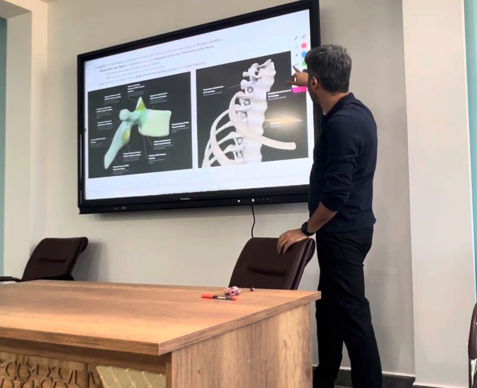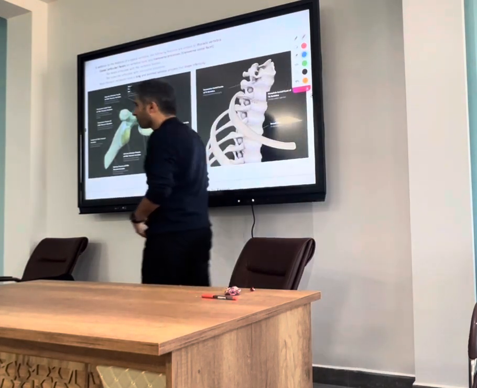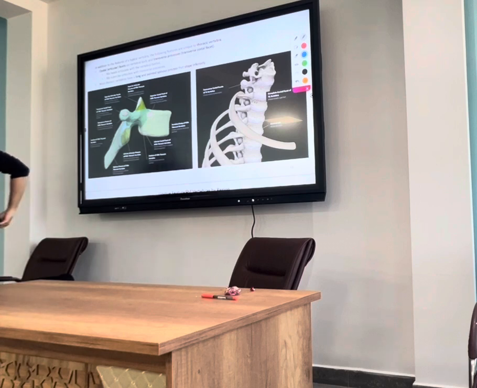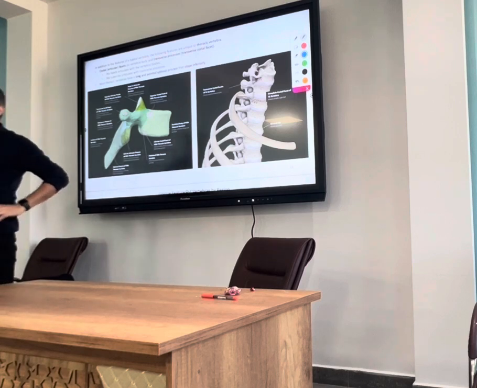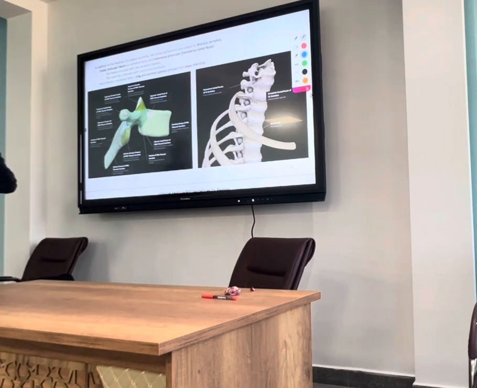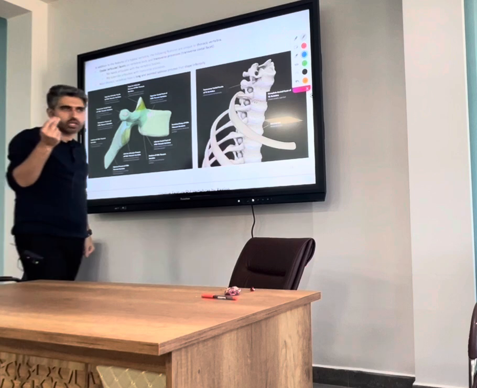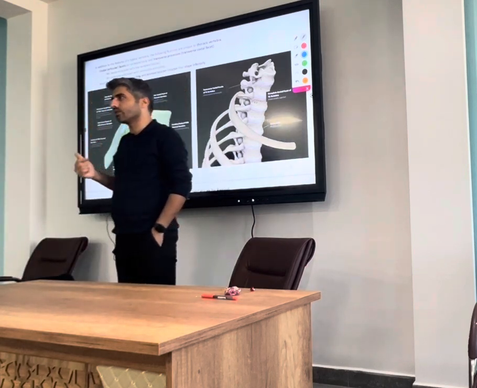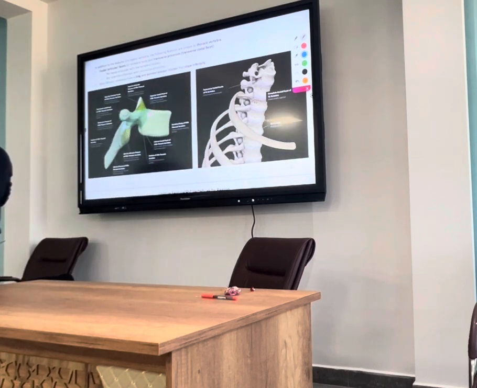Thoracic region. I told you three points in the cervical region. What is the shape of the bones in the thoracic region? What can you understand from the picture? What is the difference of thoracic bones with cervical bones and lumbar bones? This picture.